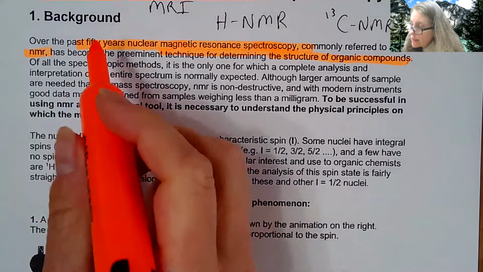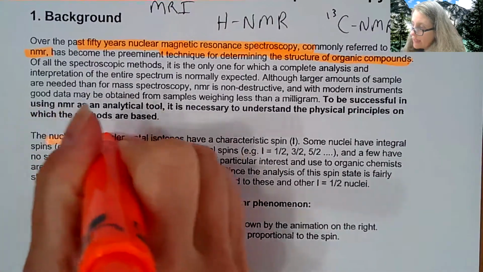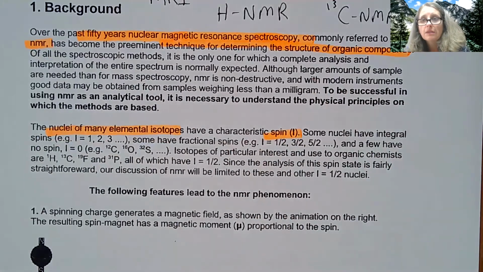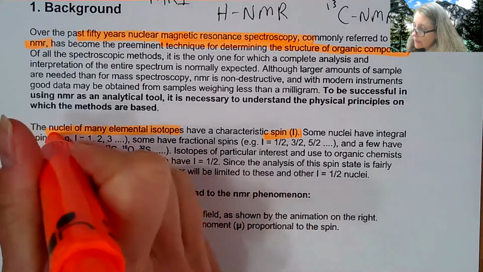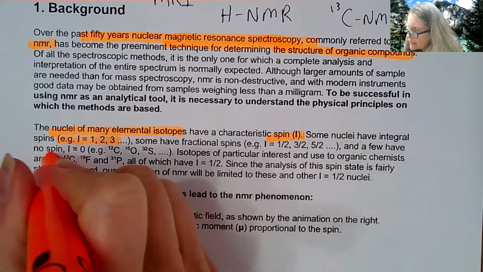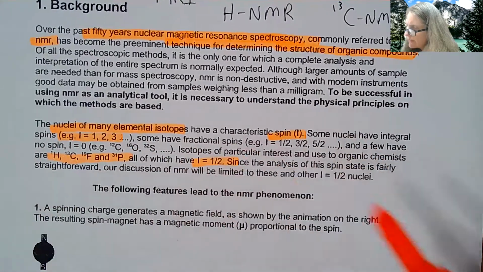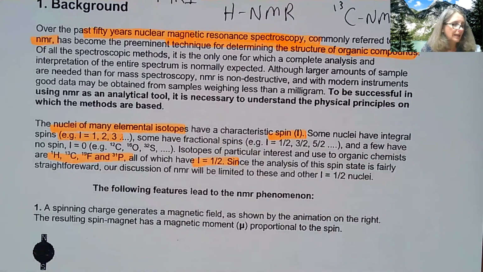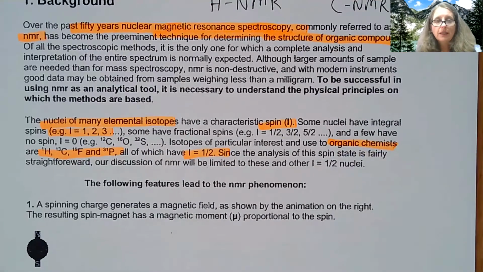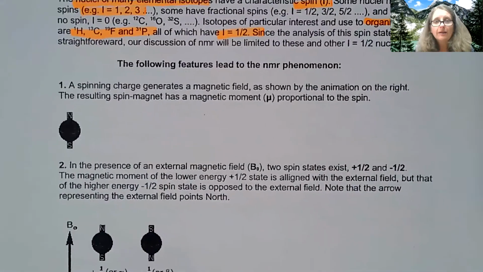So go down to the second paragraph. The nuclei of many isotopes have a characteristic we call spin, because what we're going to be doing is putting these molecules into a big, big magnet. So we have what they call integral spins, but what we want to focus on is down here, the ones that have a spin of 1/2. Again, this is for organic chemists. It's used for many different applications, but since we're only focusing on organic in this course, that's why we have it. So just a little background of how this works.